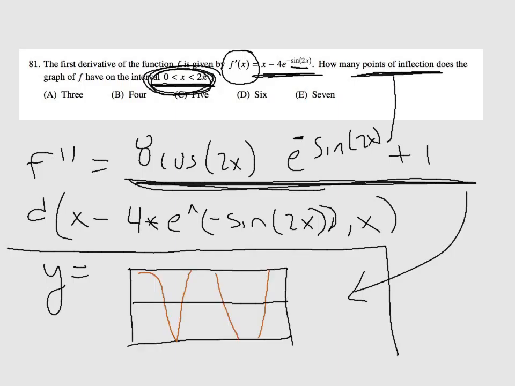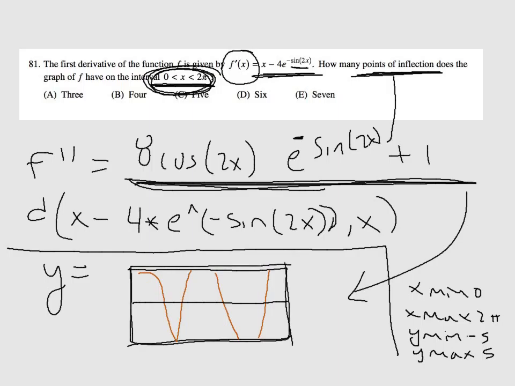Okay, if I put this in the grapher and I set my window to be x min 0, x max 2 pi, and then y min was negative 5, y max was 5. You could have done negative 10 and 10, but this is what I got. I got this as my second derivative, and you can see these represent the inflection points when the second derivative changes signs, and there's 4 of them, so the correct answer is B.